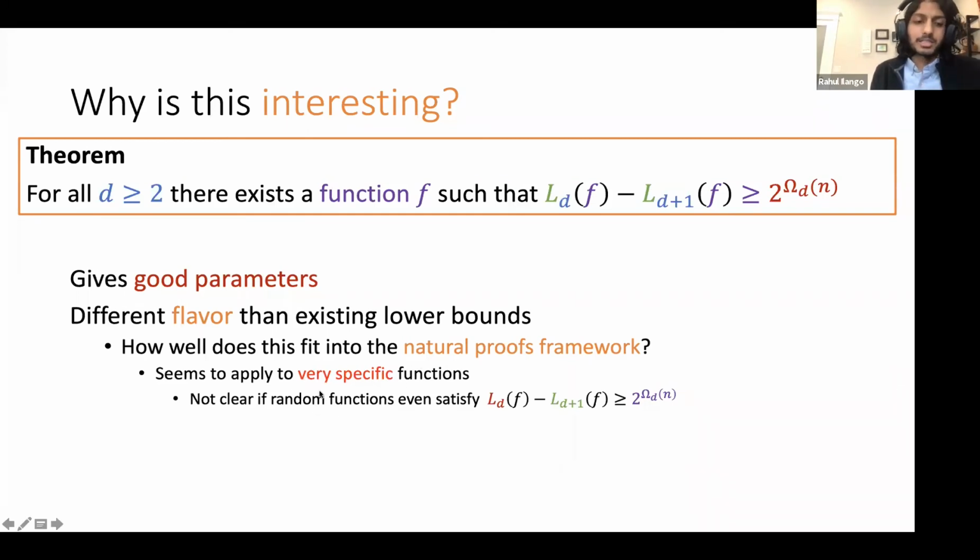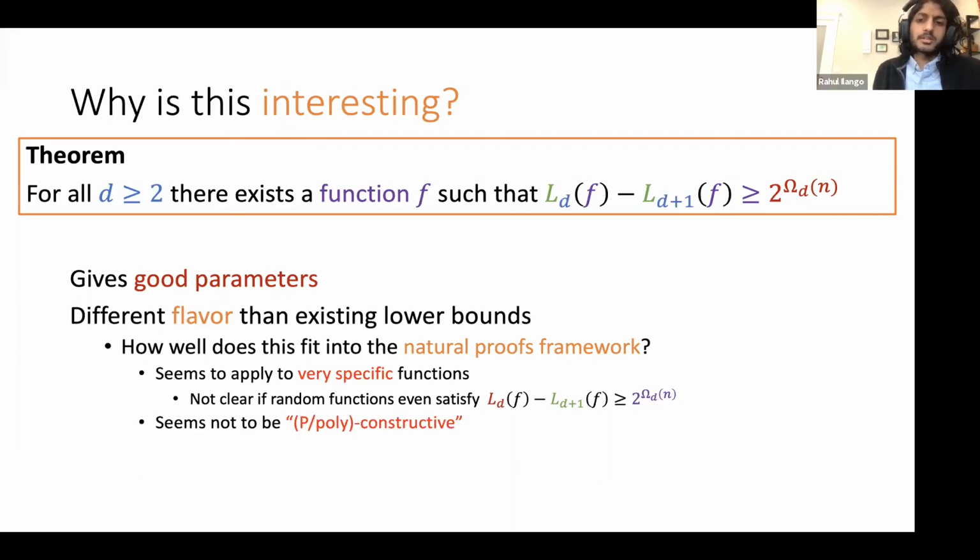It'll become clear on the next slide when I tell you what this function f is, but it seems to apply to a very specific class of functions. And it's not even clear if random functions satisfy the lower bound that we prove. So it's not even clear whether you could hope that a large number of functions fit into our lower bound.